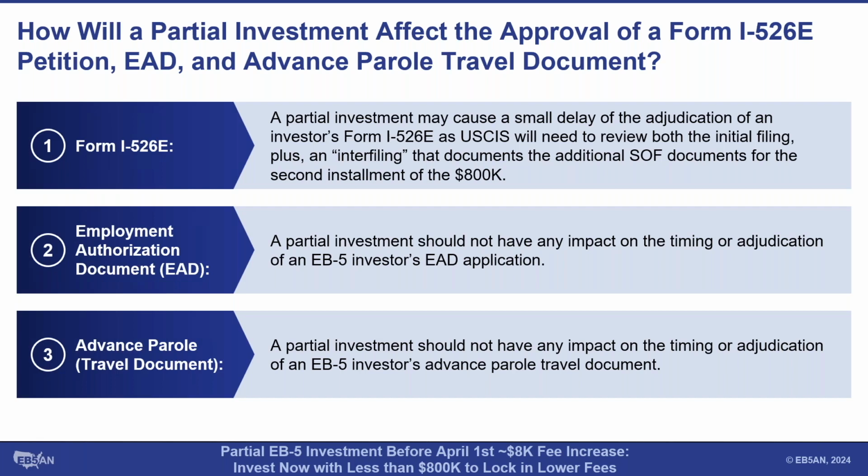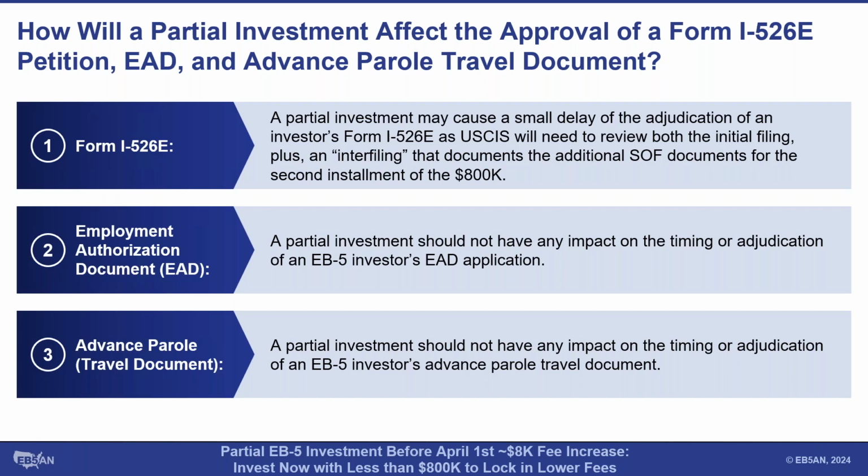They can transfer a portion in 1 year, and then they may have to wait for the second year to make another transfer. So we will typically mention that in the initial filing. And then, as I said, we prepare an interfiling once the second investment, the second installment, has been made, to detail the source and trace of funds. If that information is not readily available, then we wait for the request for evidence from the USCIS.